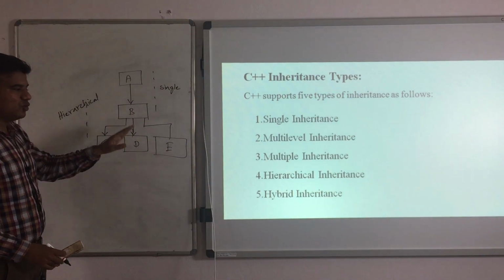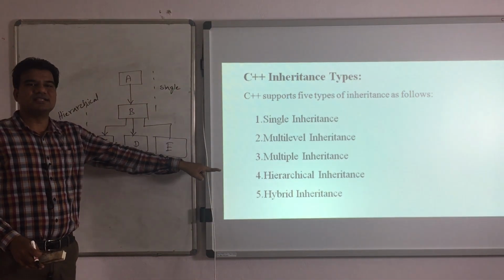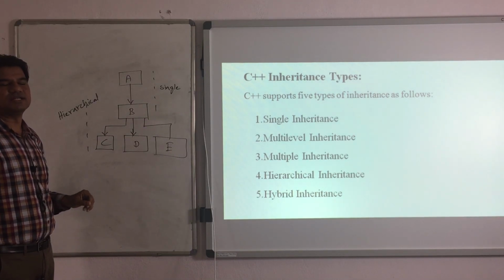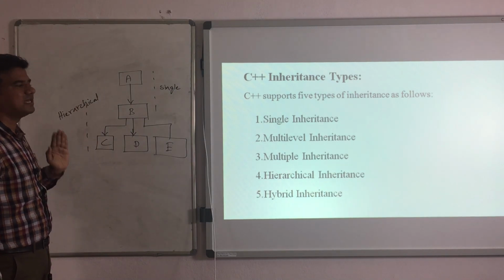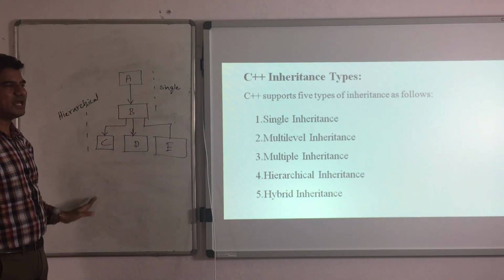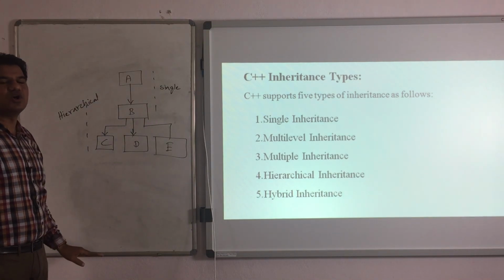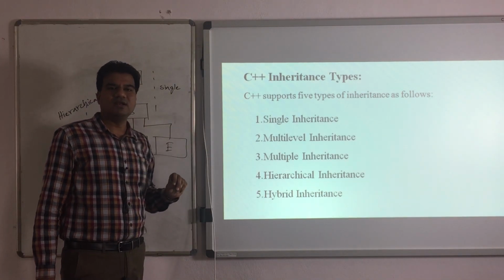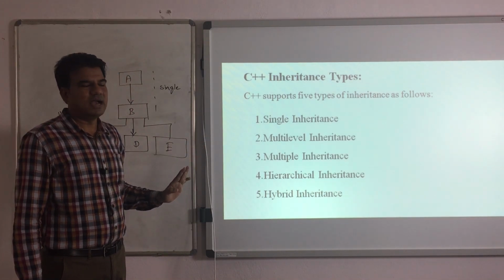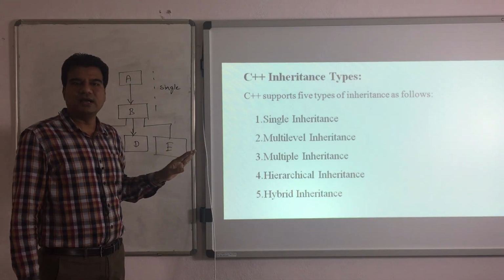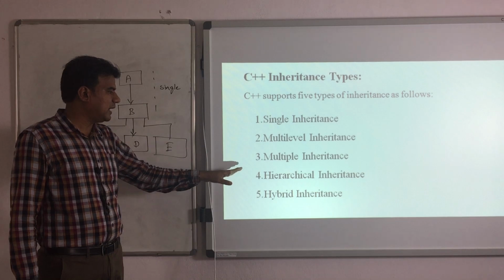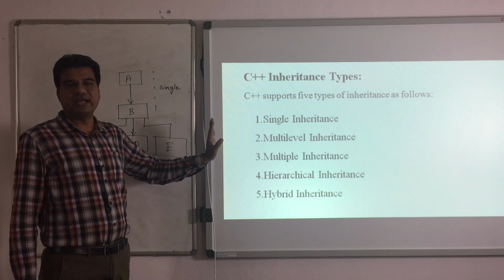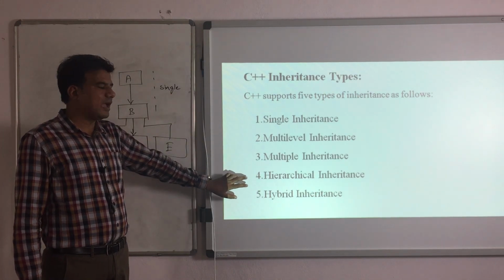So likewise, if you merge any two of these inheritances, that will become your hybrid inheritance. This kind of inheritance has single inheritance as well as hierarchical inheritance, and we call it hybrid inheritance. Merging single level and multilevel will become hierarchical. Multilevel and multiple will become hierarchical. Multiple and hierarchical will become hybrid. Likewise, merging any two inheritances will become your hybrid inheritance.